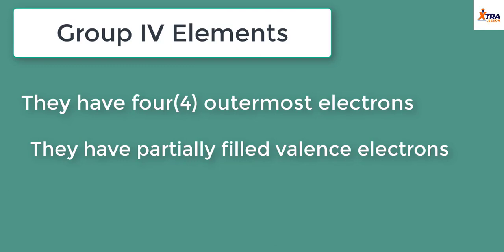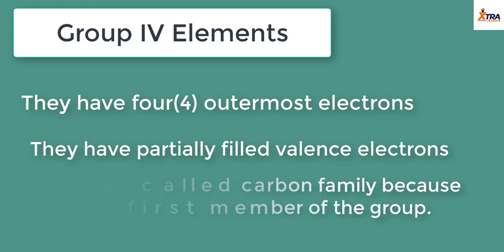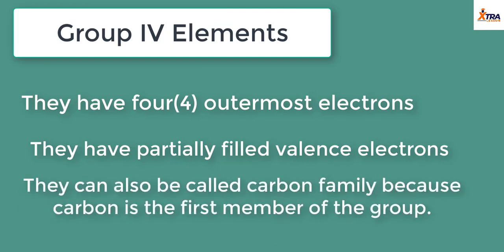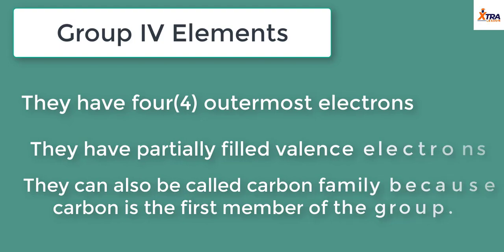Now, if you do not call them group 4 elements, they can also be called the carbon family. And why are they called carbon family? They're called carbon family because carbon is the first member of the group. So carbon happens to be the first member of the group, and as a result, we call that group carbon family.